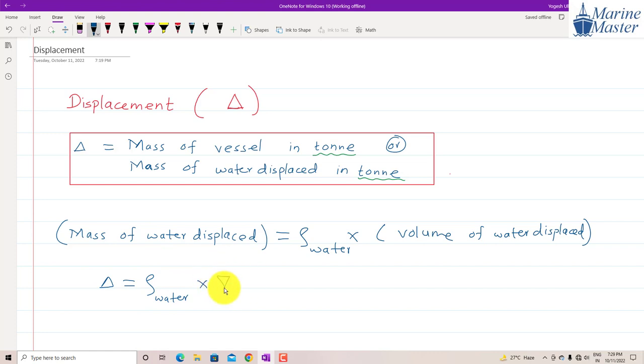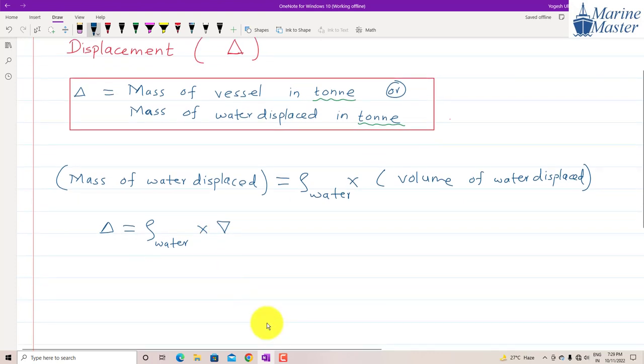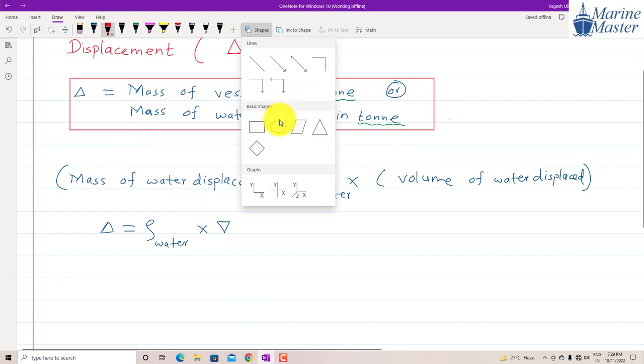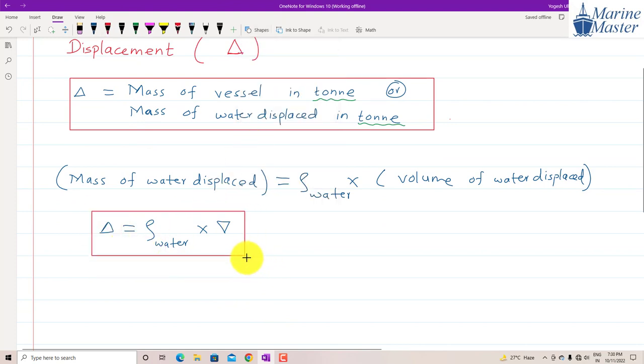What is the meaning of this symbol? Okay, we'll make it in a box. We need this relation throughout naval architecture, and displacement must be in ton. So here we will write down the meaning of each and every symbol.